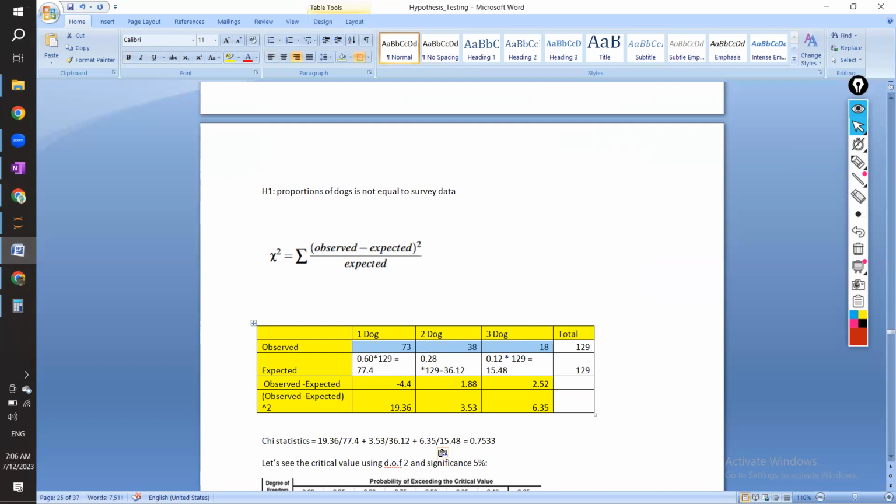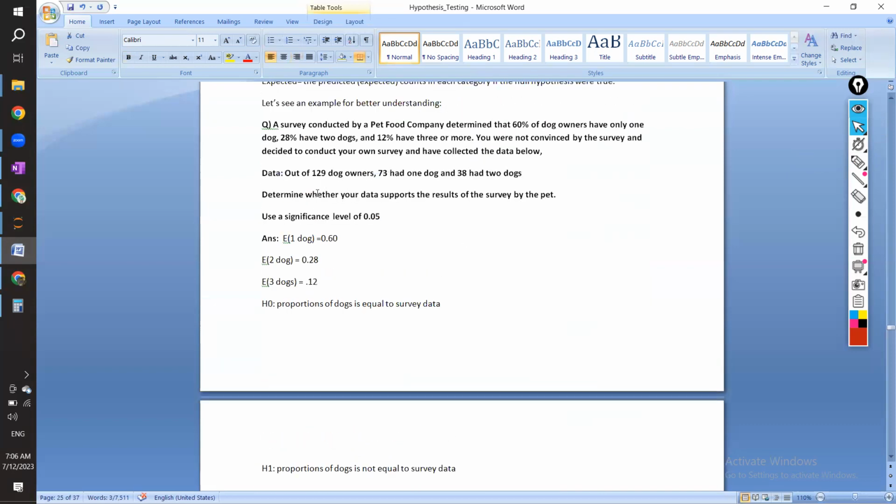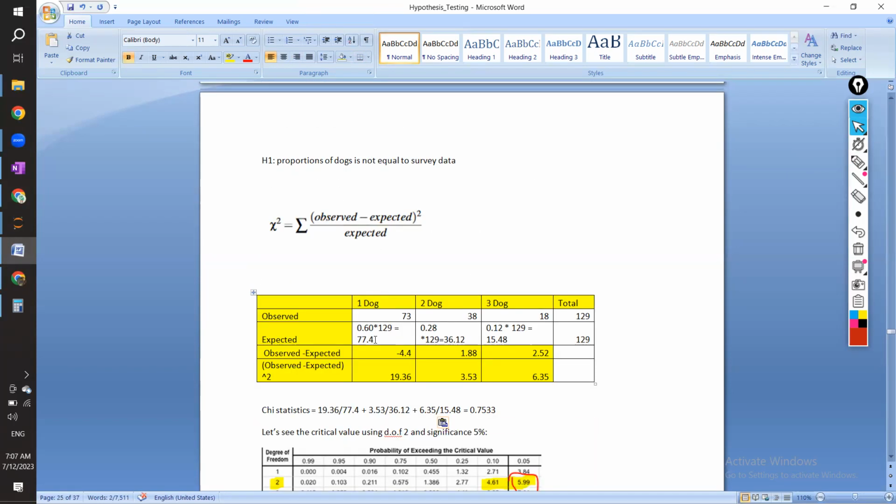And after that, expected value. Out of this same 129, overall dog owners will be same. Out of this 129, the company is saying 60% are owned by one dog. So what is 60 percent of 129? 129 into 60 percent is 77.4. Similarly, the other values.